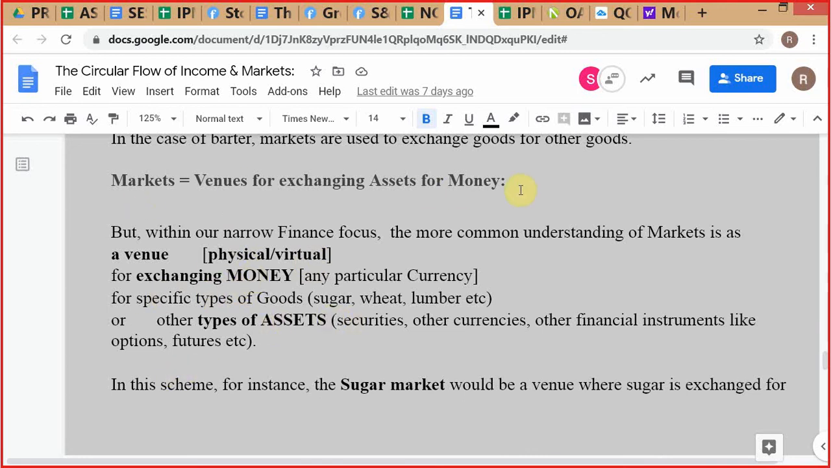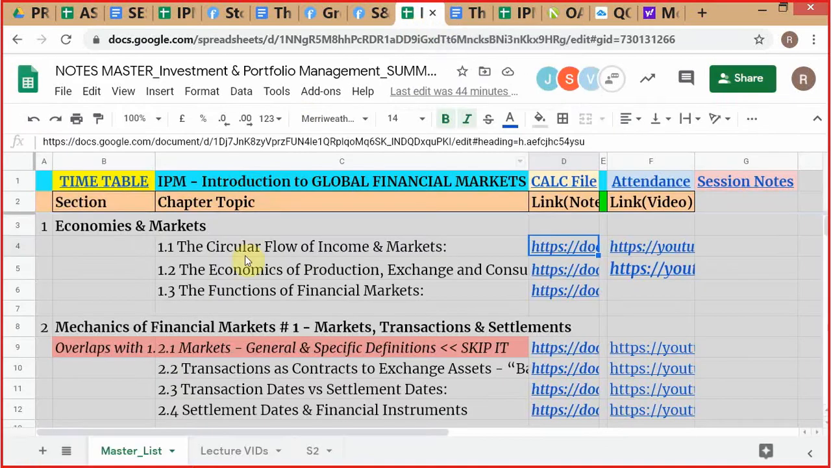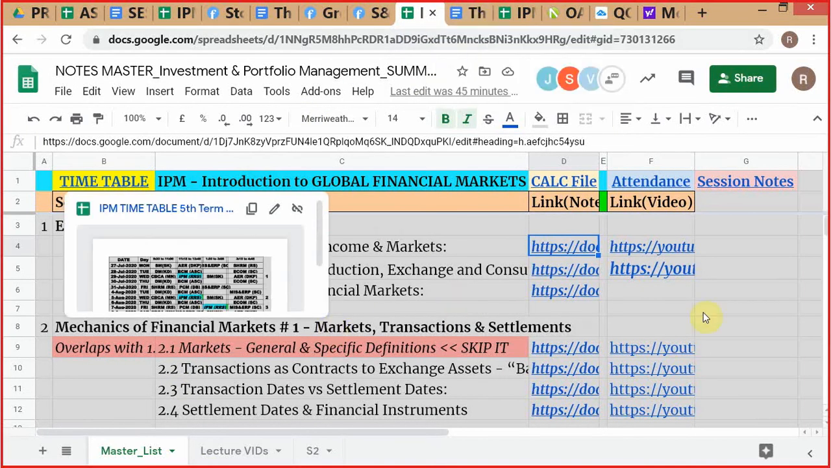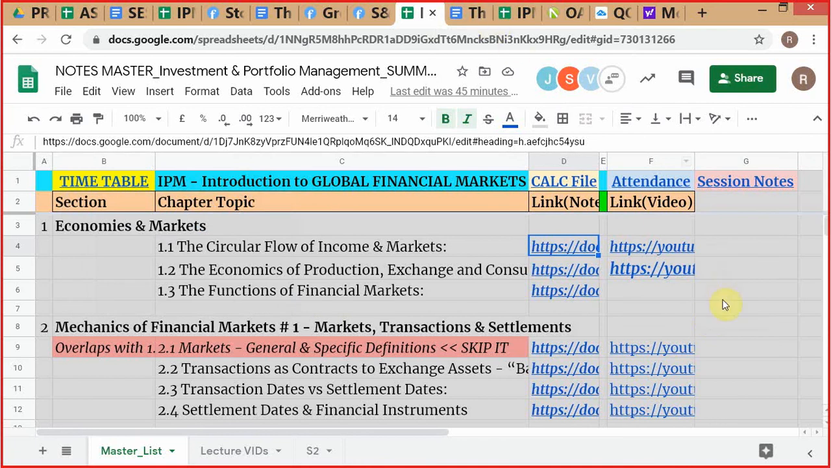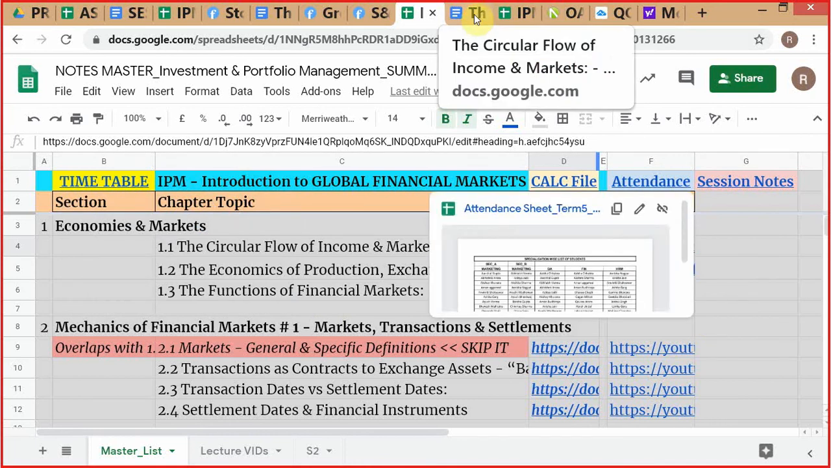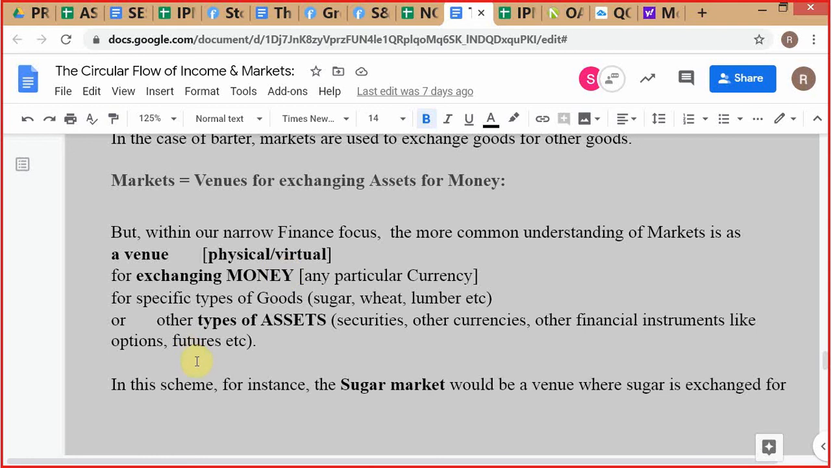Remember this definition, don't memorize it, but just try to understand the logic. There's a logical sequence to these notes. Everything is logical, so please try to understand things from a logical point of view. If you have any questions, you must ask me, but do not memorize. Memorizing will not help you in life. You must understand it conceptually. So we are looking at financial markets. All financial markets will be a venue for exchanging some asset for money. There'll be money on one side and some type of asset on the other side.